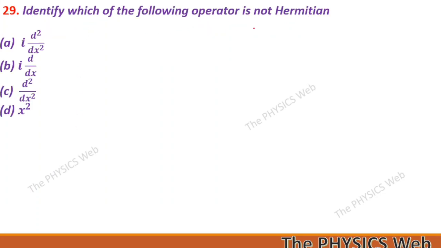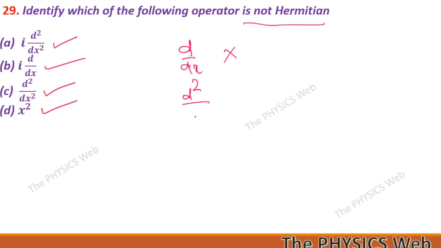Identify which of the following operators is not Hermitian. See, this is Hermitian. This is also Hermitian. This is Hermitian. But this operator is not Hermitian. Remember, d by dx is not Hermitian, but d square by dx square is Hermitian. And if you multiply an imaginary factor to a Hermitian operator, that will be skew Hermitian. So here i is multiplied with d square by dx square, so this is not Hermitian. So this is your correct option A.